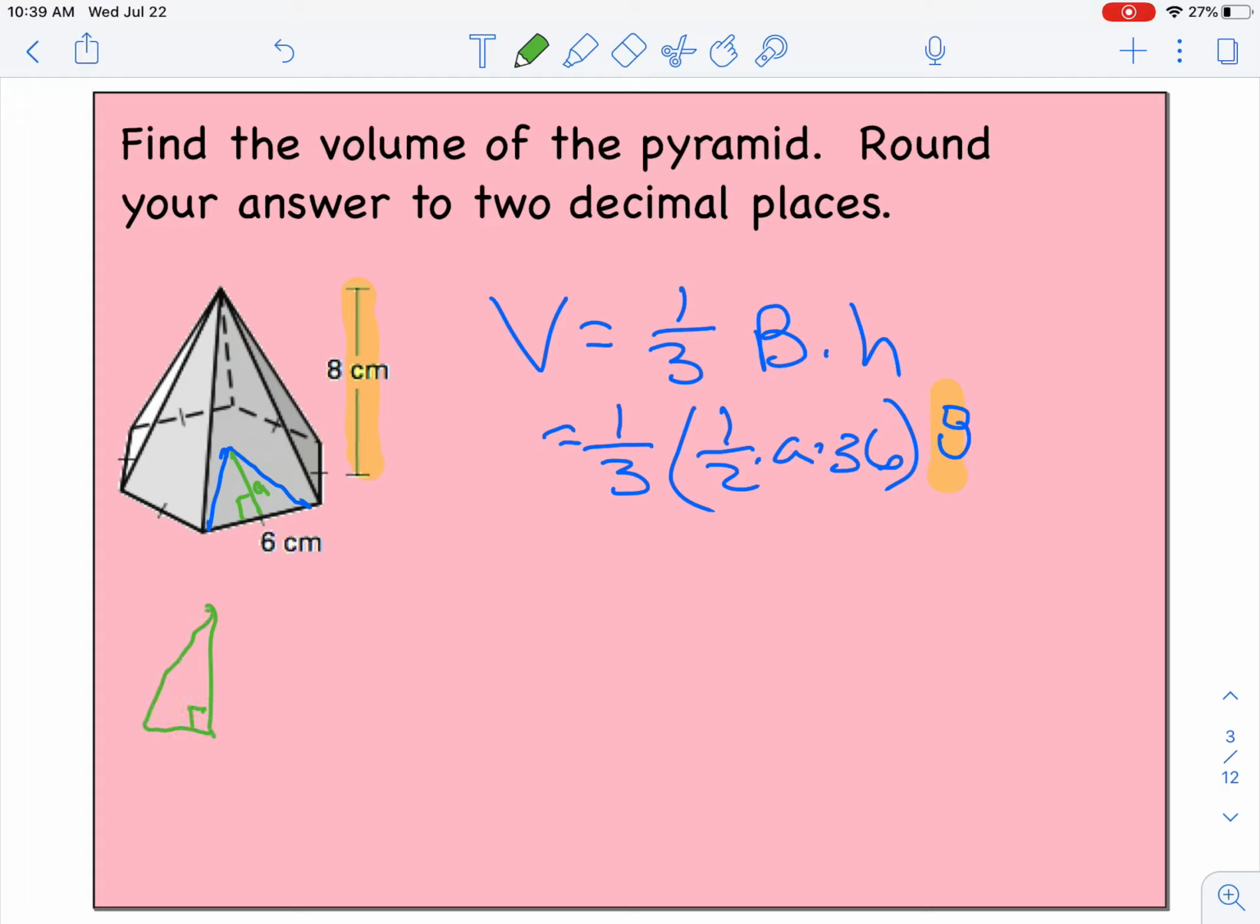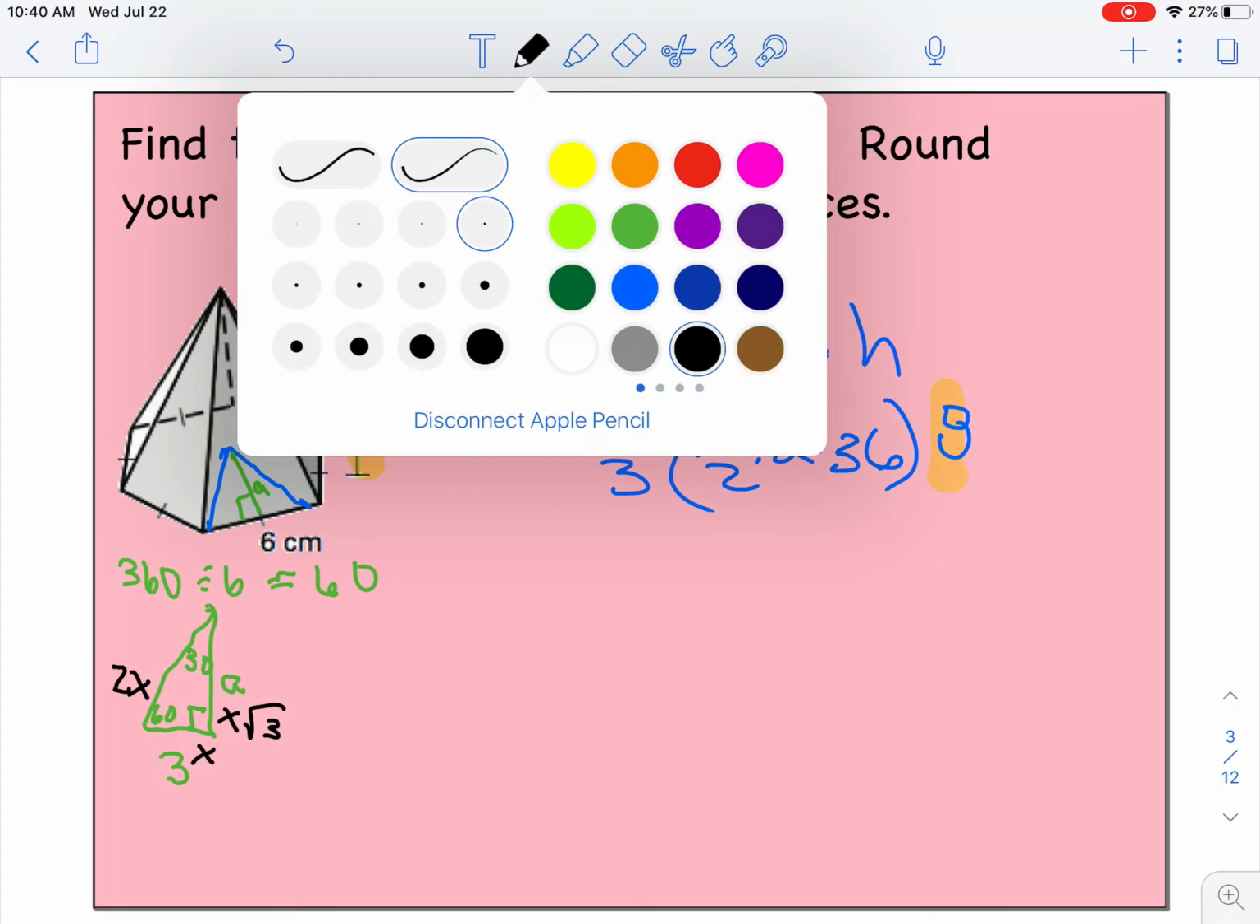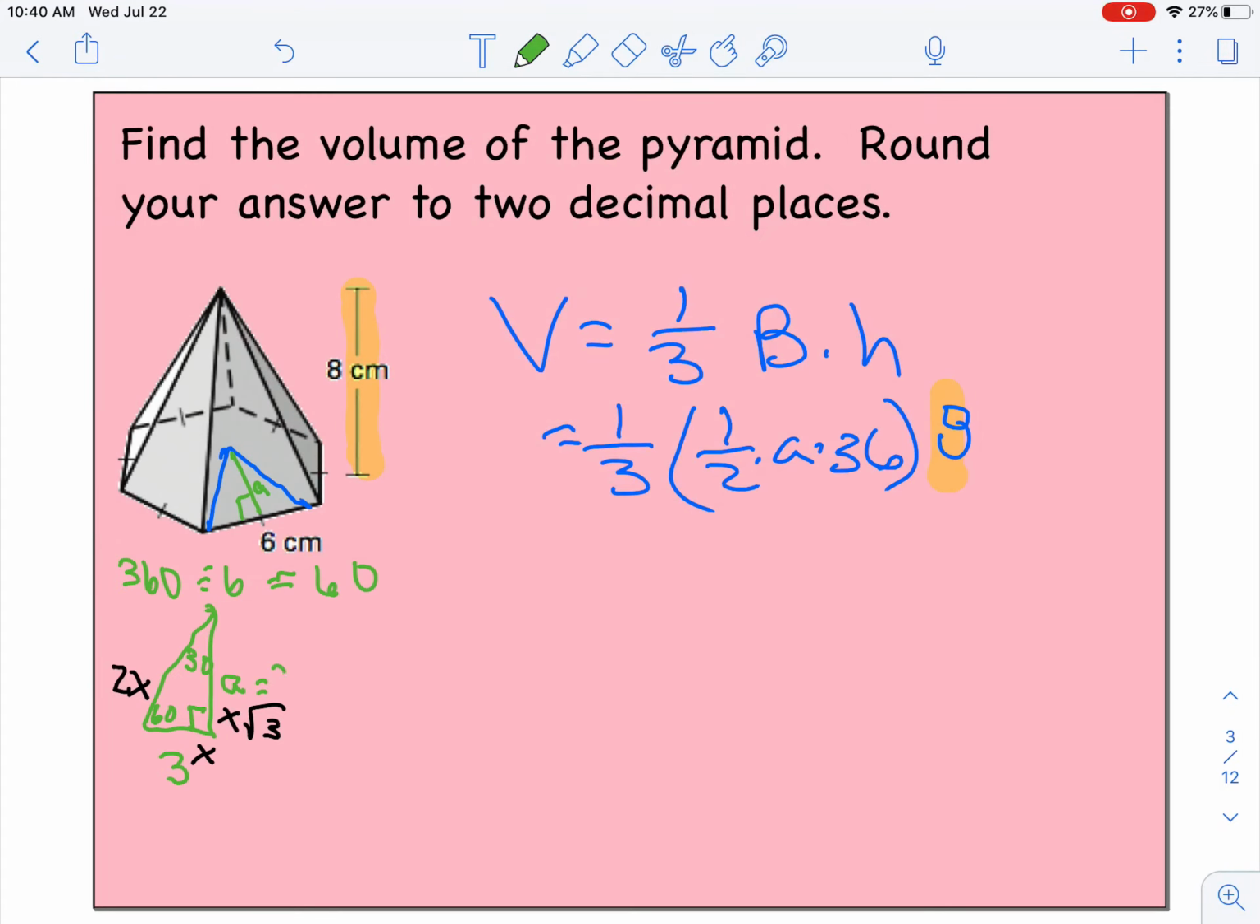And that comes from the apothem splitting the side in half, so that makes that 3. And I am trying to find a. I need to know the angle, so if I take 360 divided by 6, that gives me a 60-degree angle. That means this is a 30, 60, 90-degree triangle. And again, you could use trig here, or you can use the ratios of x, 2x, and x root 3. So that makes my apothem equal to 3 root 3.